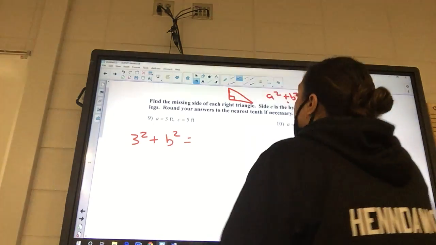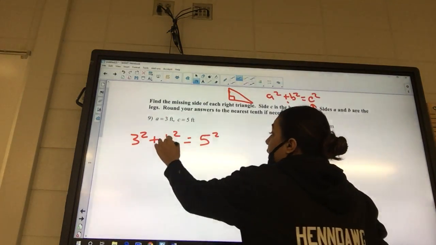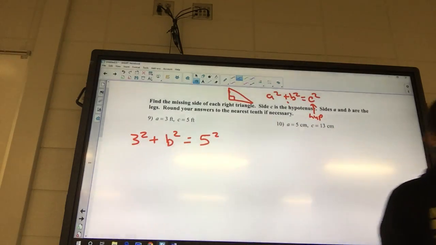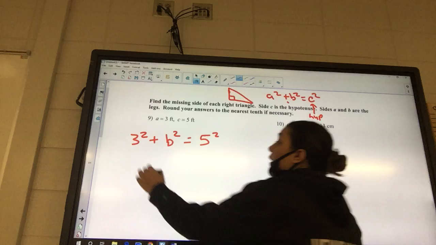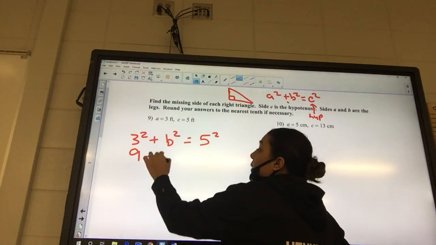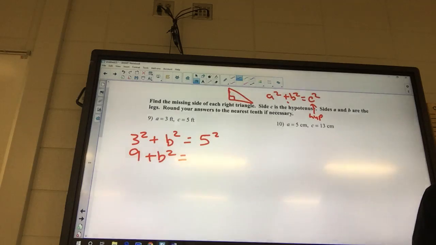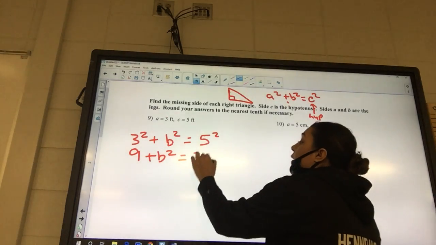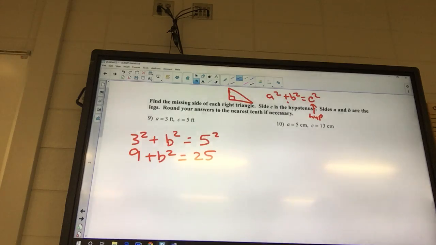Okay? And then we know our C. Our C is 5 feet, and so we're gonna say squared. But the process is the same as on the other side. So what is 3 squared? 9. And we got plus B squared, so that's gonna stay the same. And then 5 squared? 25. Okay, and so I got 9 plus B squared equals 25.